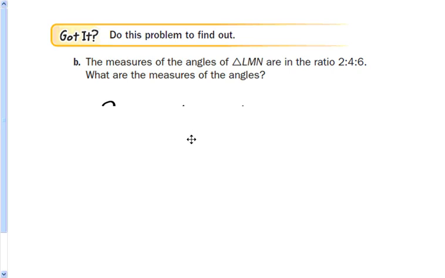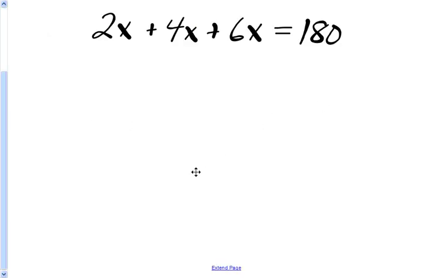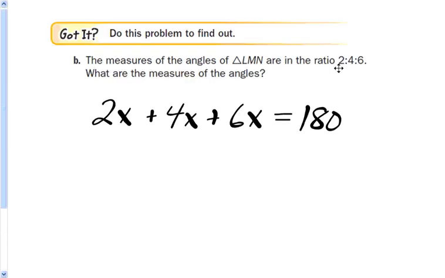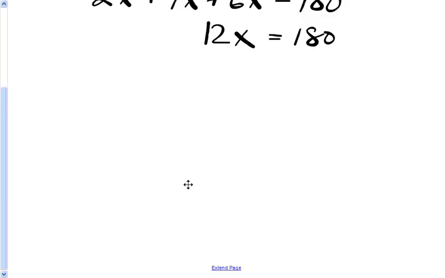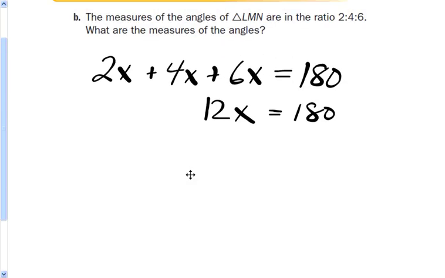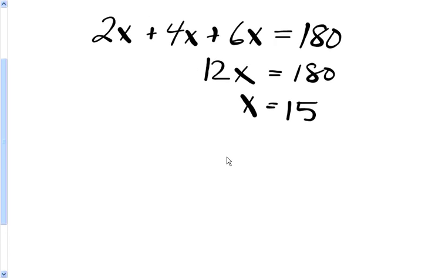All right, so here's how your equation should look first. Okay, we're using 2, 4, and 6 as the ratios. So 2x plus 4x plus 6x. We're going to simplify like terms here to 12x. Okay, 2 plus 4 plus 6 is 12. Then we divide both sides by 12, and we get x is 15.